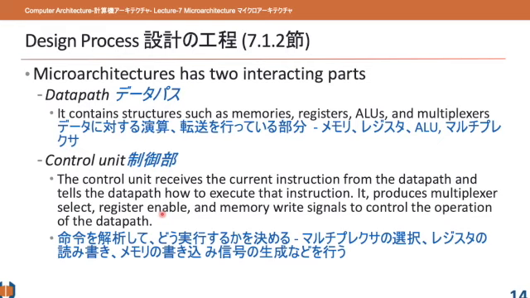Well, microarchitecture again has two interconnecting parts. Most importantly, before studying the microarchitecture, you need to know these two things very well. The first one is the data path. The data path contains the structure, so that has memory, register, arithmetic logic unit, multiplexer, etc. And the control unit is the key to control everything inside the architecture. The control unit receives the current instruction from the data path and tells the data path how to execute the instruction.